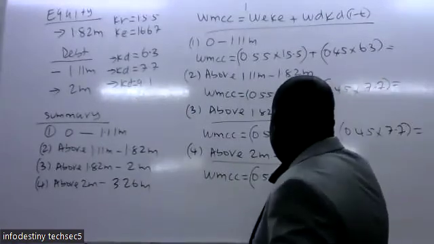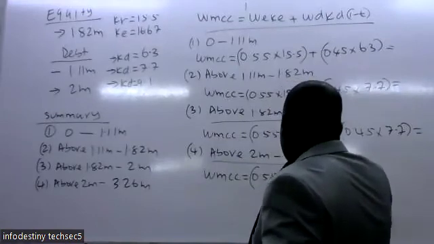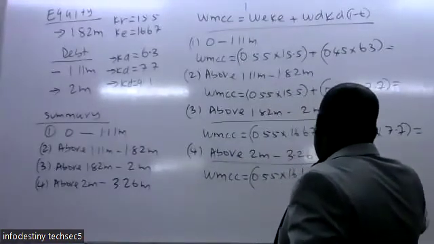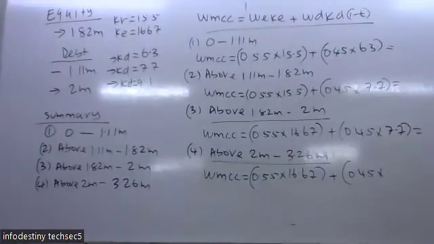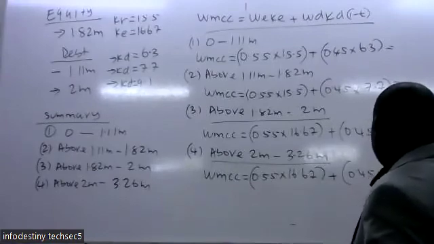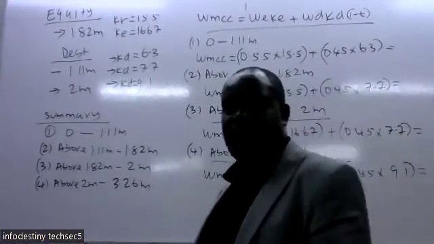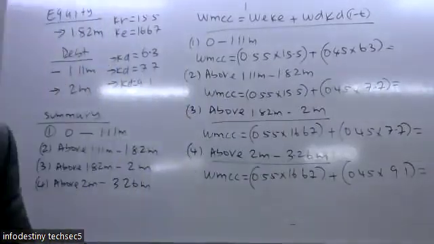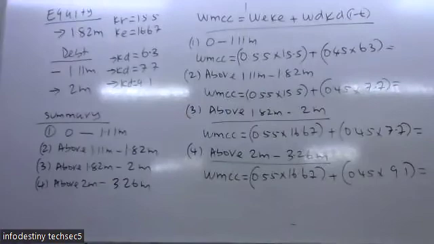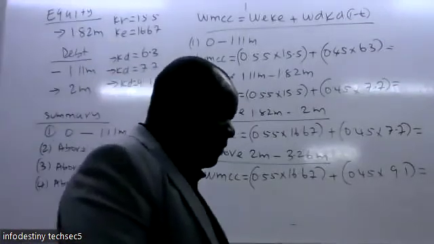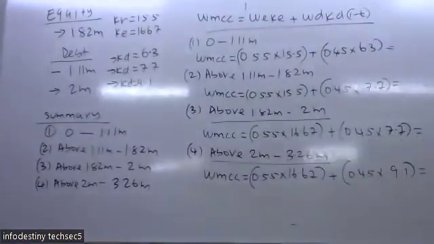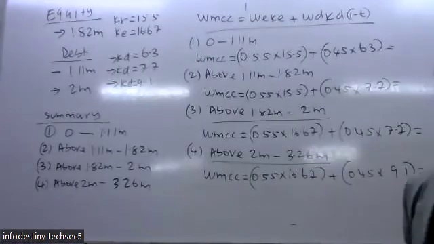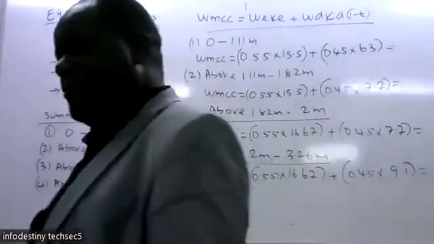So we are still 16. Then 0.45. So anything above 2 million, now we change it to what? So this is now 9.1. So that should be your Roman letter 2, the weighted marginal cost of capital in each of the intervals between. So now Roman letter 2 is done.